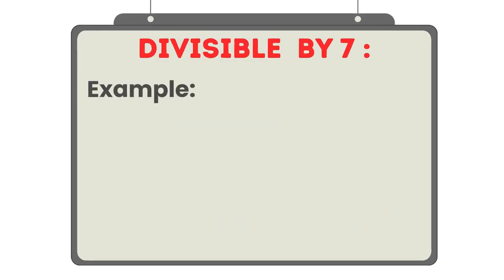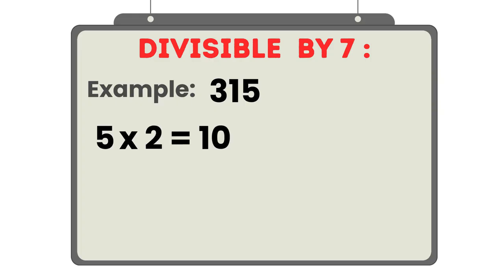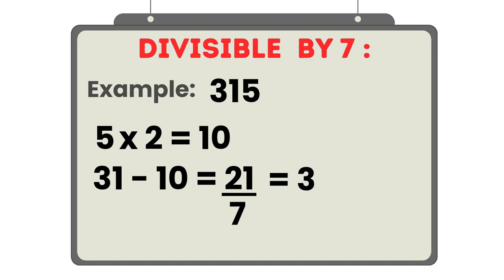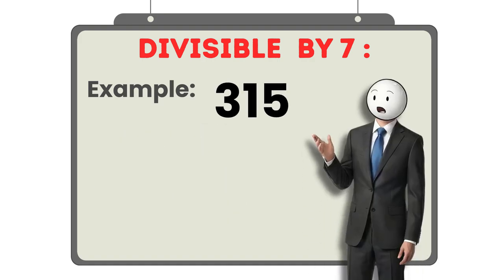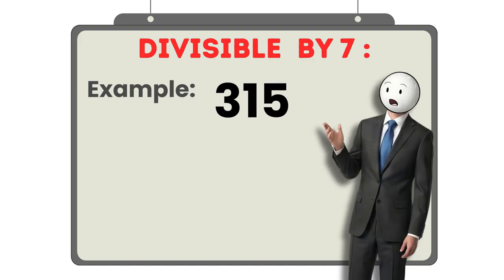Let's do an example. Take the number 315. Separate the last digit, which is 5, double it to get 10, now subtract it from the remaining number, which is 31. 31 minus 10 gives 21. Since 21 is perfectly divisible by 7, the original number, 315, is also divisible by 7.